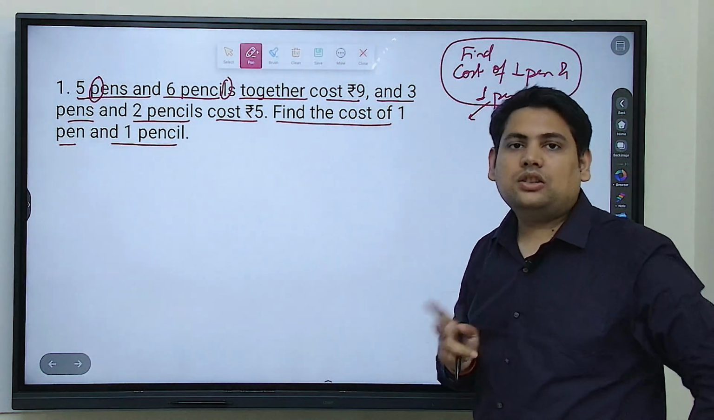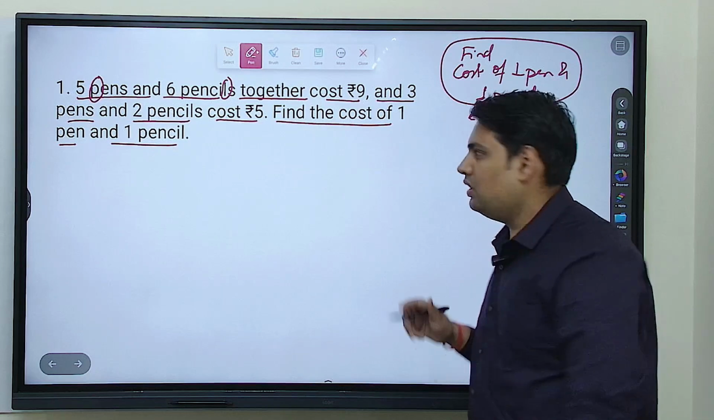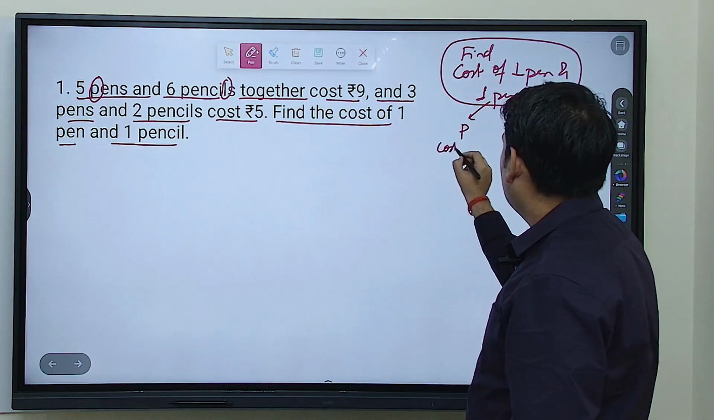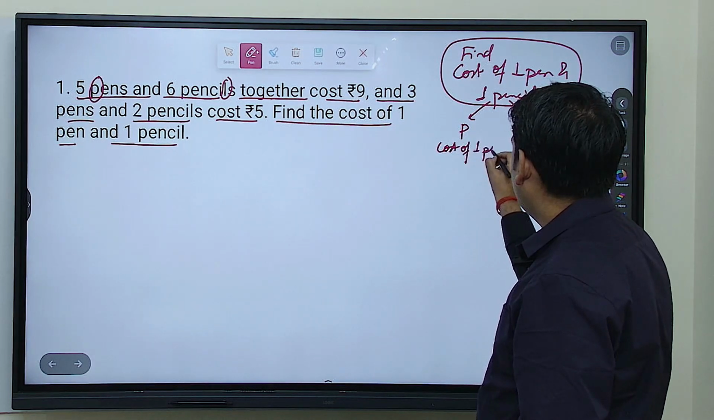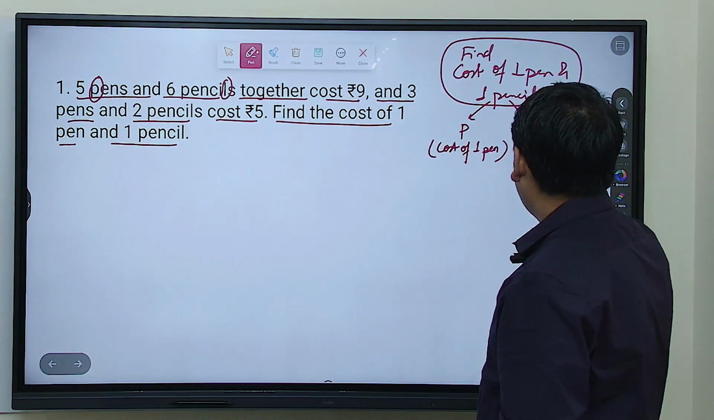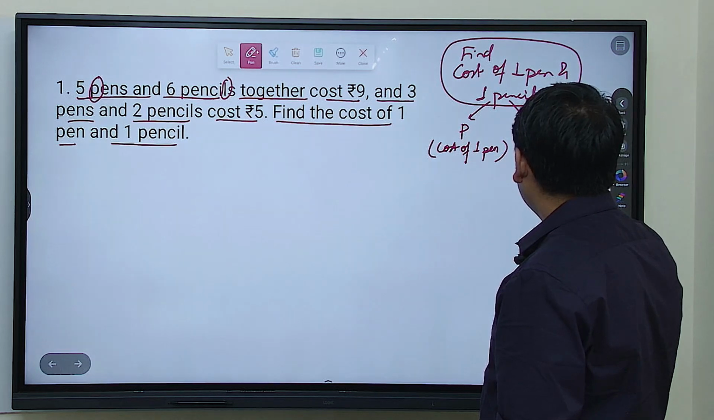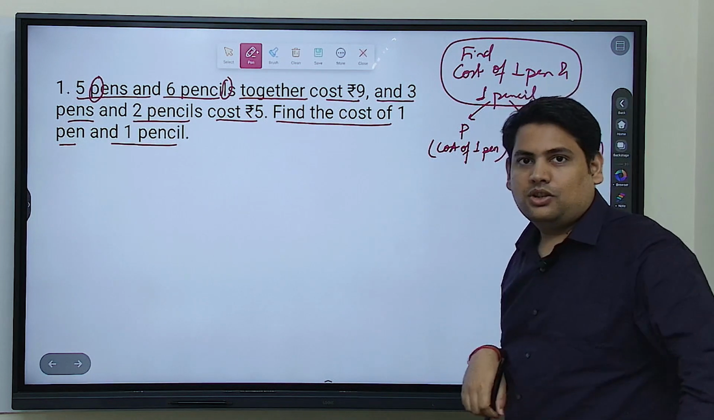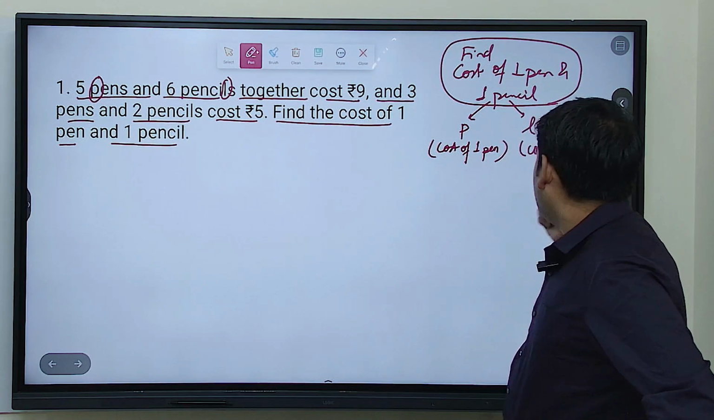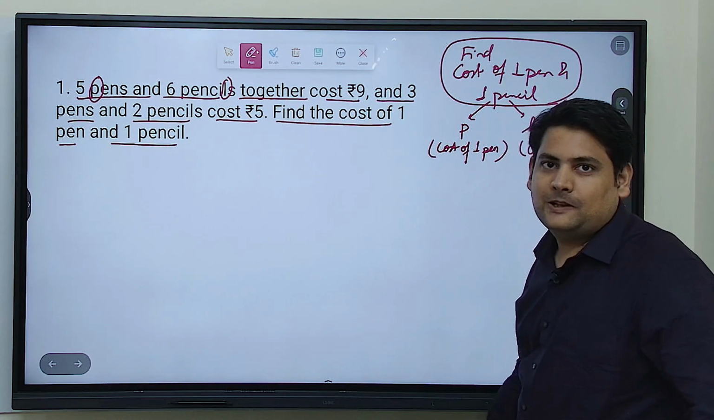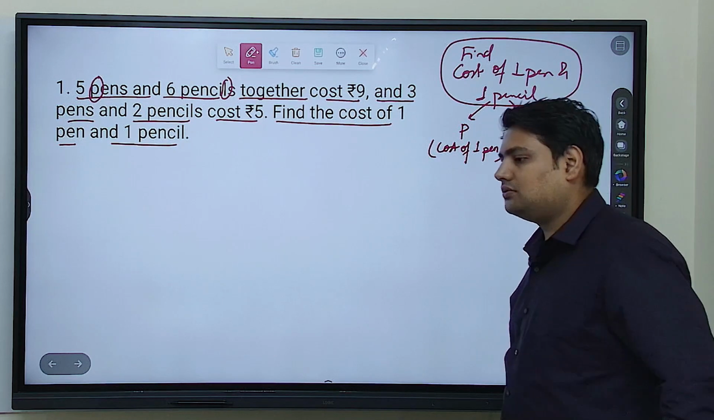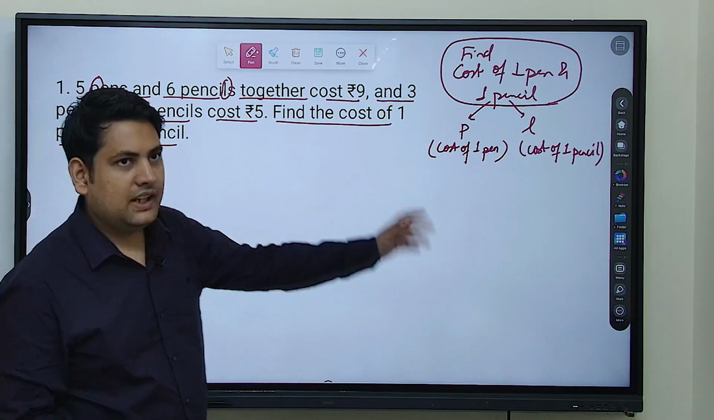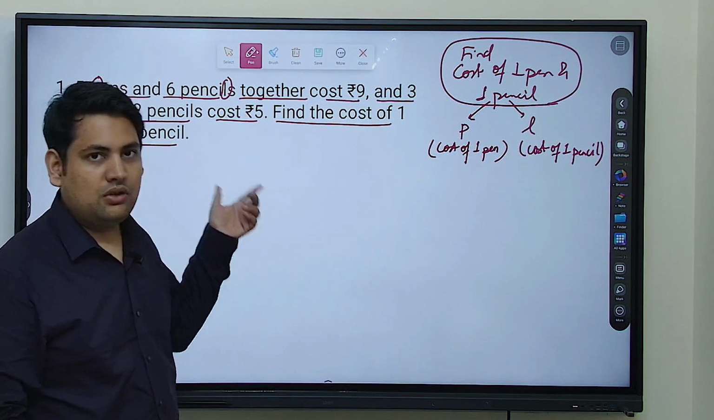So these are the two variables that you will assume: let's say P to be the cost of one pen and L to be the cost of one pencil. That's it. Now, let us start and try to find P and L using these two equations.